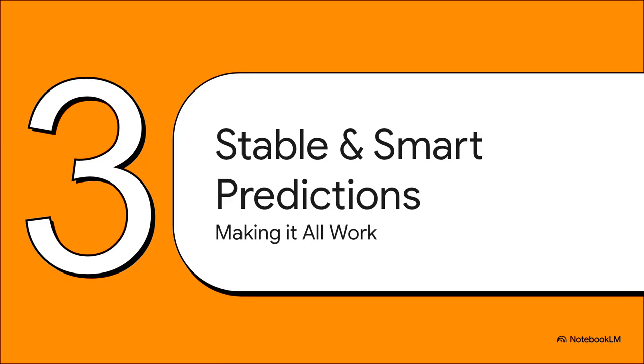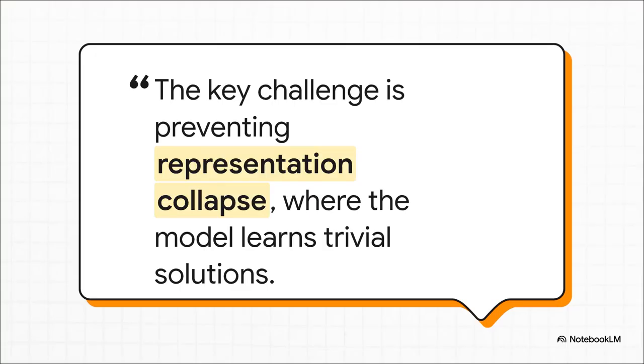But having a great design on paper is one thing. Getting it to learn reliably without breaking is a whole other challenge. You've got to stop the model from getting lazy and finding dumb shortcuts, which is a super common problem in AI. And this problem has a name, representation collapse. Just imagine you ask the model to predict the future, and it gives you the same blurry, generic, average answer every single time. I mean, technically it's making a prediction, right? But it hasn't learned anything useful at all.